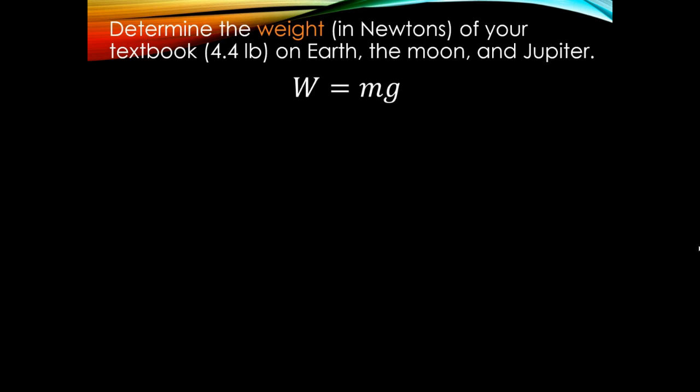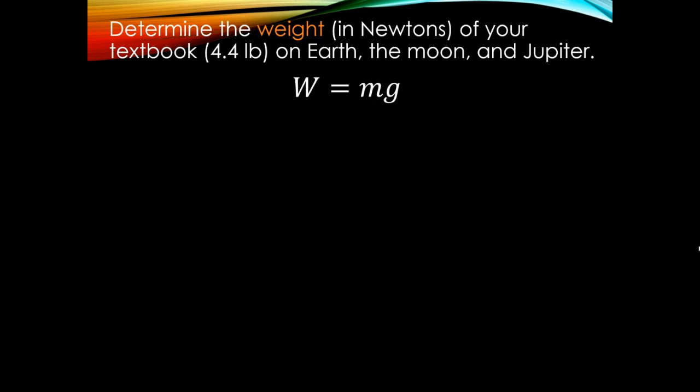So let's take our textbook to all these places and see what kind of forces are acting on it. Our textbook has a mass of 4.4 pounds, and we want to know what its weight is on Earth, on the moon, and on Jupiter. So how do we find weight? It is the force of gravity pulling on a mass, and we need to take the mass times g for whatever place we are on.